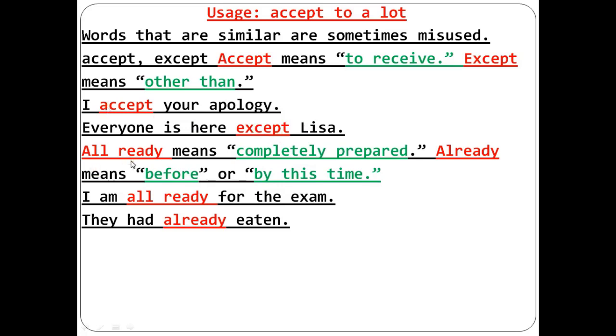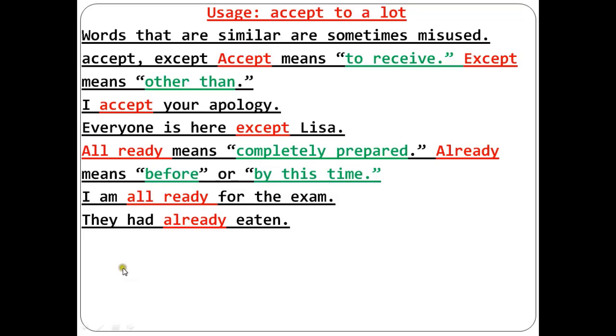And next we have two other words, all ready and already. So all ready means completely prepared. There is a gap between the two words, all and ready. And the other one, with a single L, already, means before, by this time. Look at the example: I am all ready for the exam.